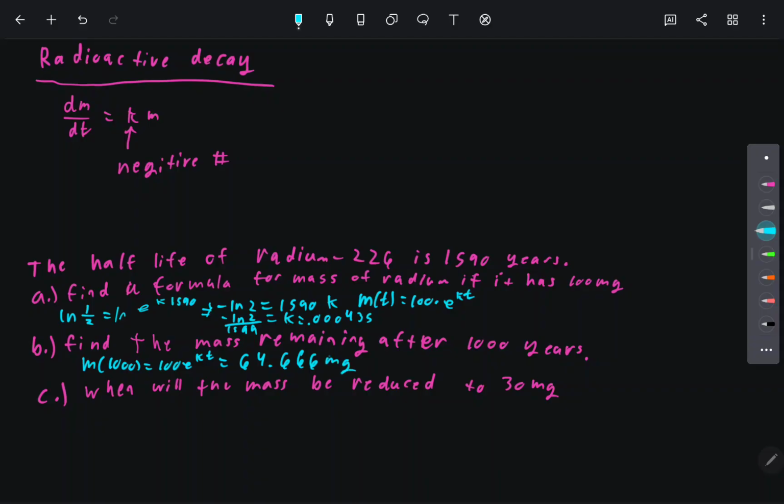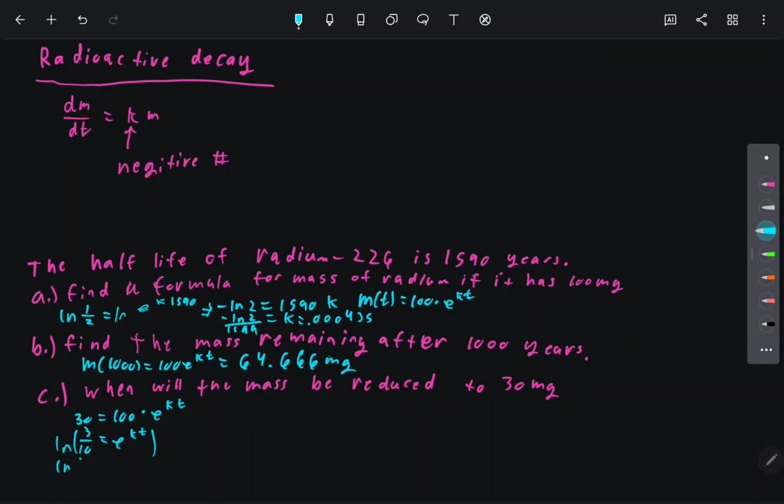When will the mass be reduced to 30 milligrams? Well, this is just an algebra problem here. We have to solve 30 is equal to 100 times e to the kt. Divide both sides by 100, so we get 3 over 10 is equal to e to the kt. Take the natural log of both sides. Makes it easy.